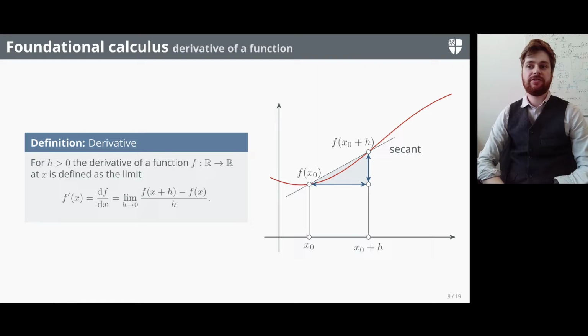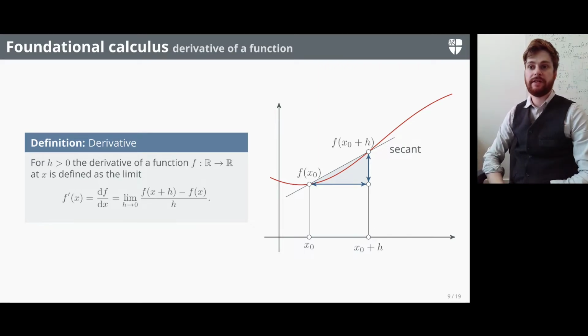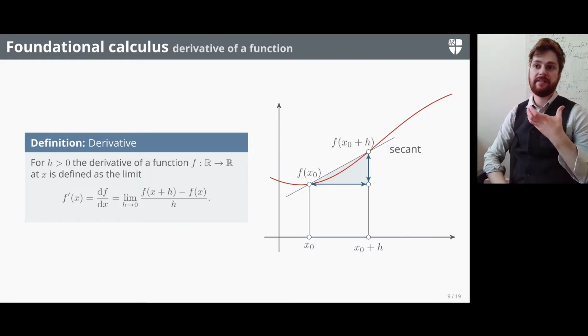So the formal definition of a derivative is defined as a limit value as the ratio of the differences, as the differences tend to 0.